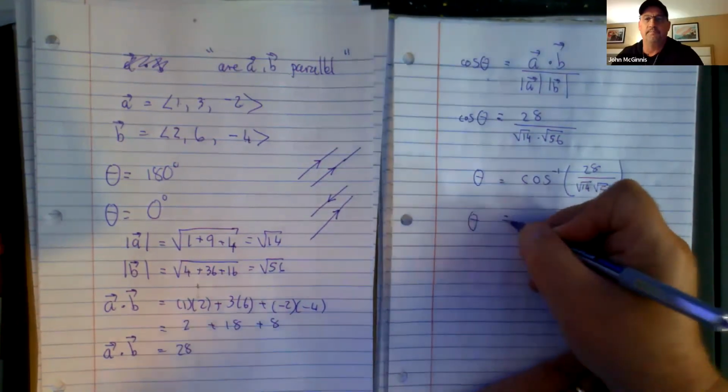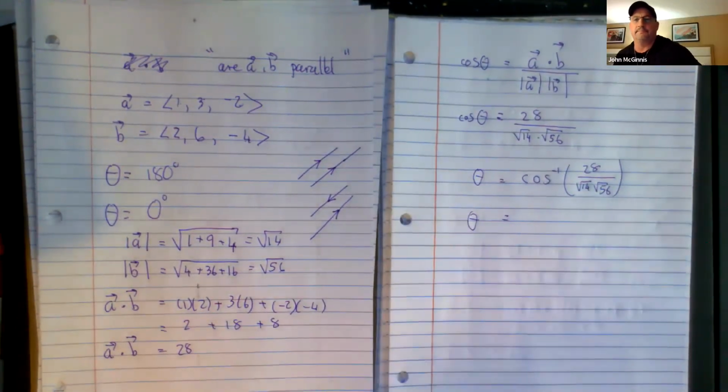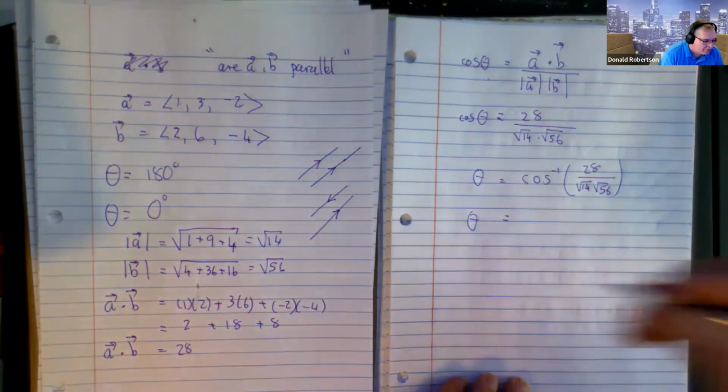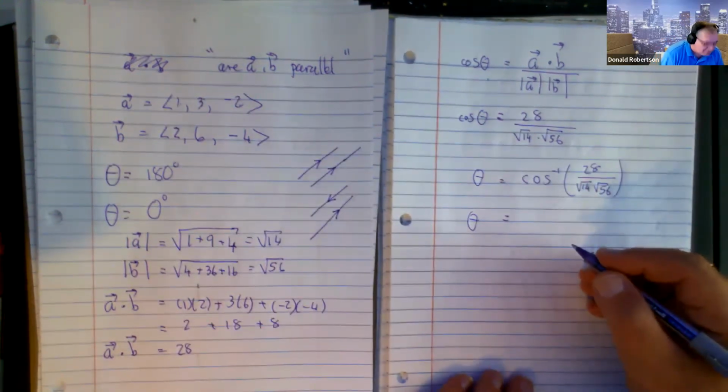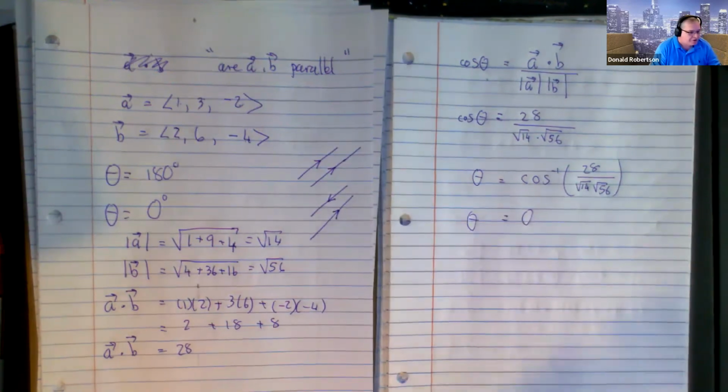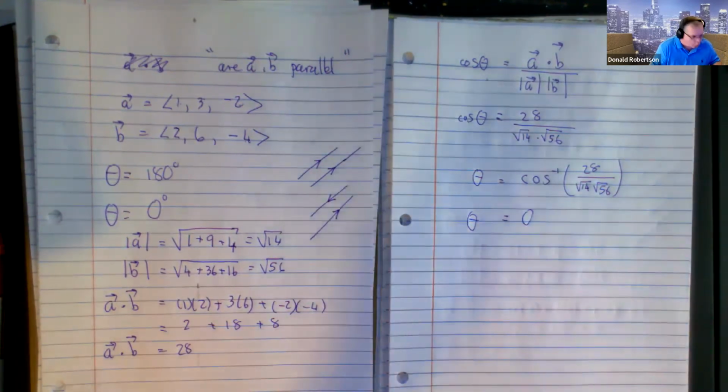It's 0. Oh, John, you did it in the TI-84 or whatever. You got a 0. And isn't that what I said? 0 or 180, right? Both mean they're parallel, just parallel in different ways.